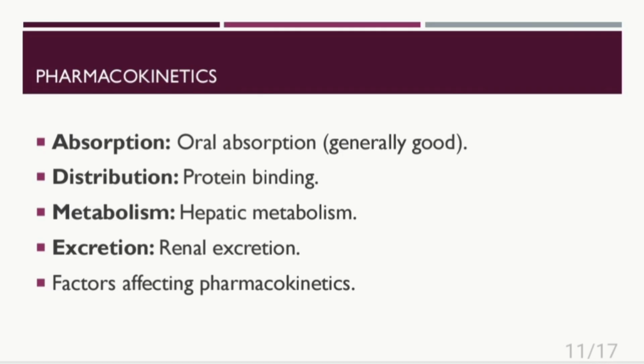Pharmacokinetics. Absorption: oral absorption is generally good, as we know that NSAIDs are taken orally. Distribution is by protein binding. Then metabolism: hepatic metabolism. In case of excretion, renal excretion is there, and there are certain factors which affect the pharmacokinetics.